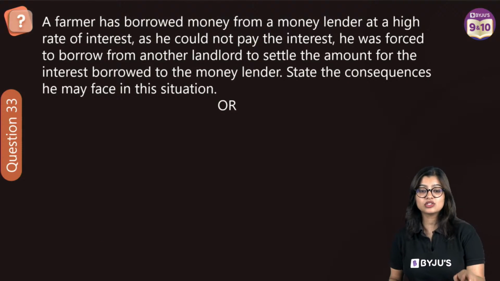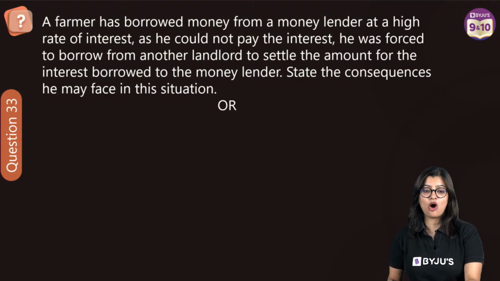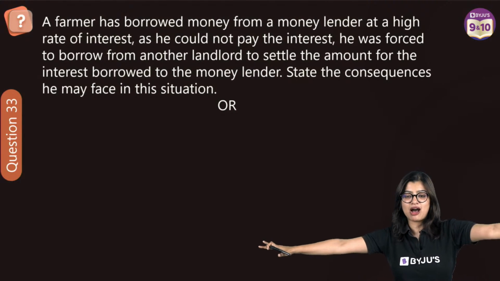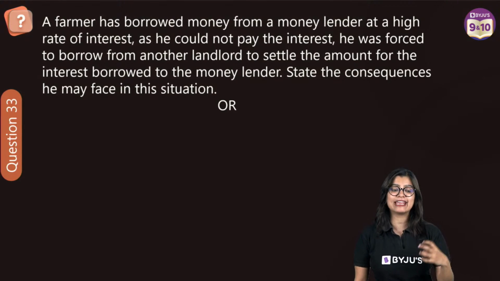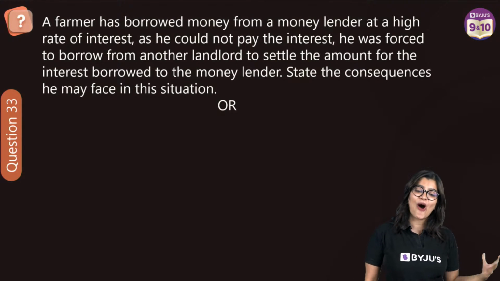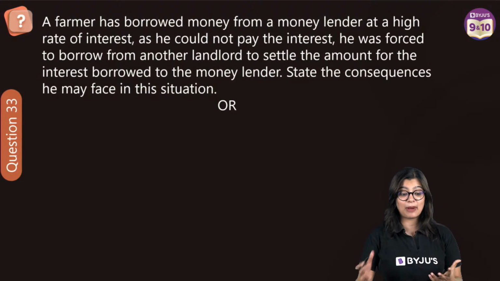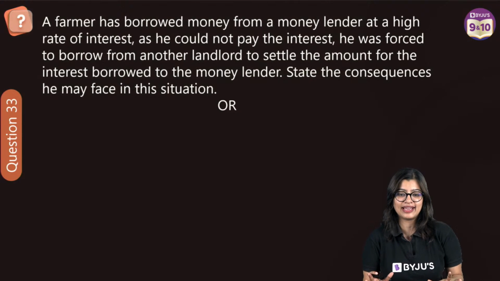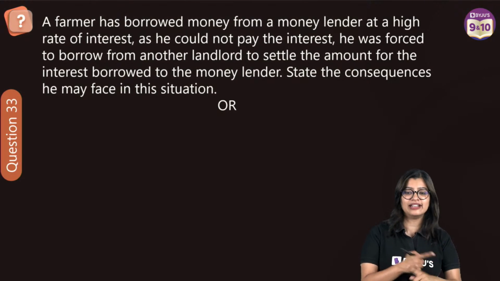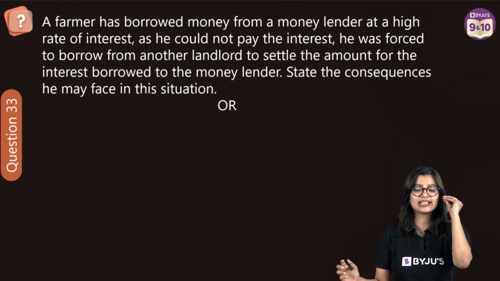Next up, this is question number 33. Now, I'll read the question and I know how many of you will say, ma'am, 5 marks in my pocket right now. A farmer has borrowed money from a money lender at a very high rate of interest. As he could not pay the interest, he was forced to borrow from another landlord and settle the amount for the interest borrowed from the money lender. State the consequence. Now, how many of you are doing an internal dance right now saying, ma'am, we know what to write. What is the key word here?